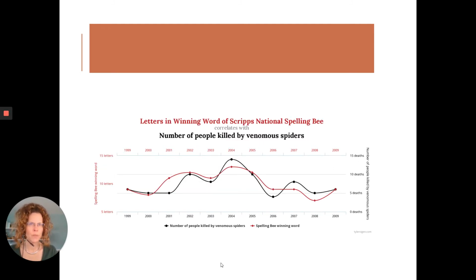Letters in the winning word of the Scripps National Spelling Bee. You know, this is the annual thing, happens every year, where these younger kids get up and they spell words that nobody uses, or at least hardly anybody uses, right? How many letters in that winning word, that final word, as correlated with the number of people killed by venomous spiders? Look at this. Holy mackerel, over 10 years, 1999 to 2009, these things go hand in hand. They're correlated, pretty high degree of correlation, actually. But does one cause the other? No. It's silly, right?